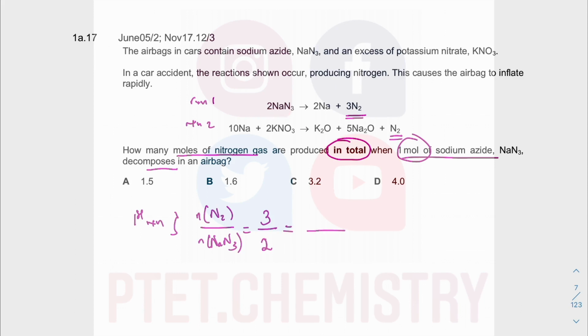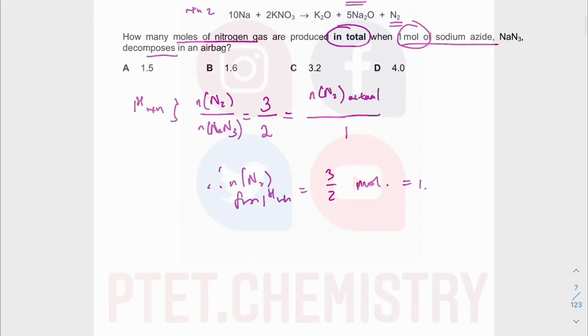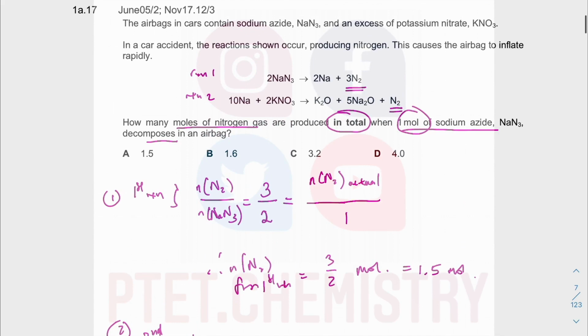On the right hand side is the actual. I don't need the volume, I need the mole of N2 actually produced, divided by the mole of sodium azide that actually reacted, which is 1 mole, when 1 mole of it decomposed. Therefore, the mole of N2 from the first reaction is just 3/2 mole, which is 1.5. So that's equal to 1.5 mole. Okay, how about the second reaction? The second reaction is actually the tricky one, because the first reaction gives you the sodium and the sodium reacts further.